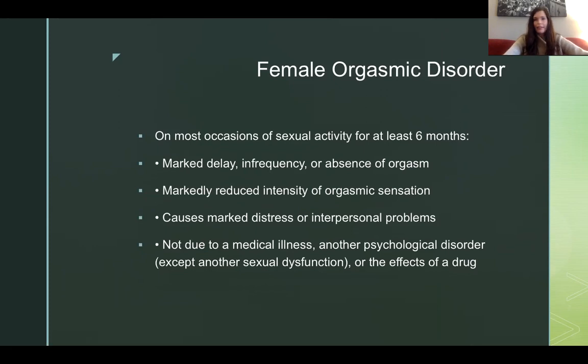So female orgasmic disorder is characterized by, on most occasions of sexual activity for at least 6 months, marked delay in frequency or absence of orgasm, or markedly reduced intensity of orgasmic sensation. It causes marked distress or interpersonal problems, and it's not due to a medical illness or psychological disorder, except another sexual dysfunction, or the effects of a drug.